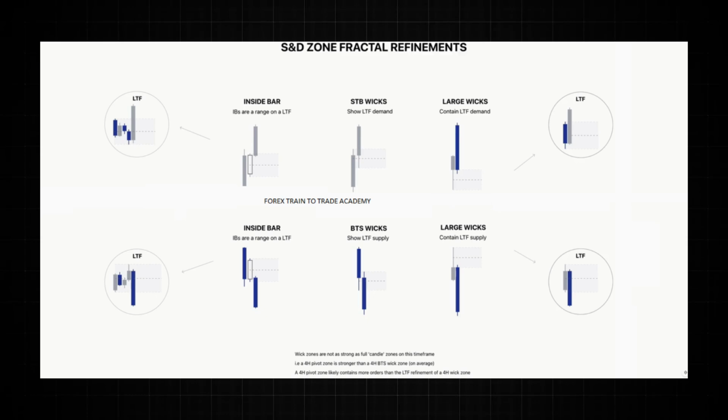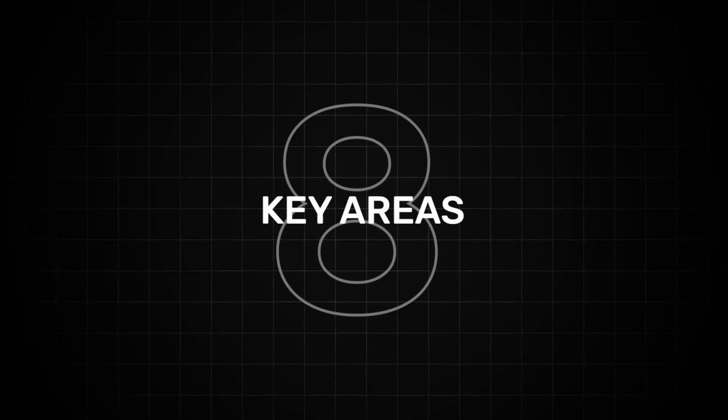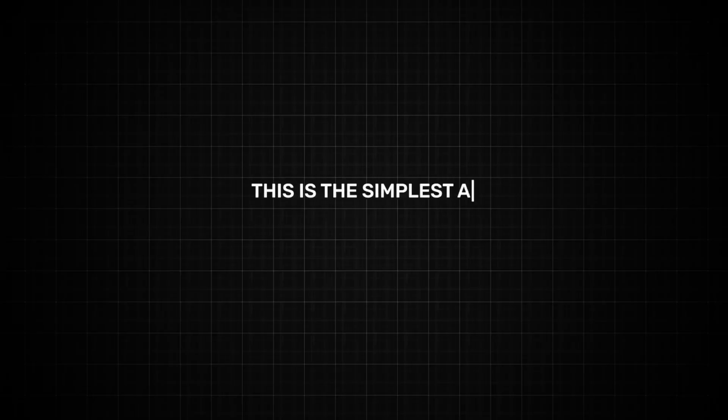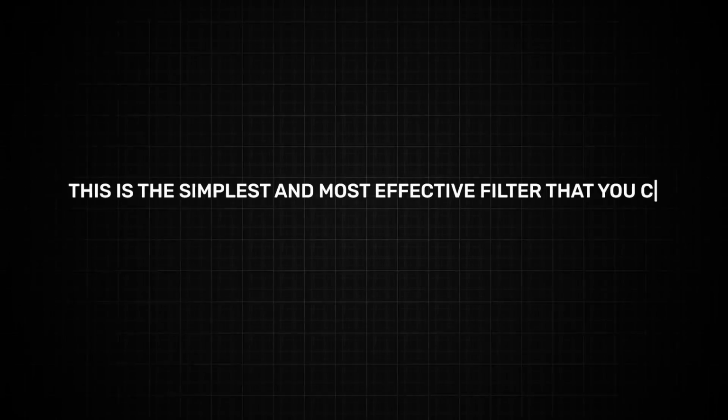You don't just randomly go to your chart and identify any zones following the criteria I've shown you and call them supply and demand zones. For a zone to be called an institutional supply and demand zone, it must have any of these 8 key areas. The first one is whether the zone breaks structure or not. This is the simplest and the most effective filter that you can use.